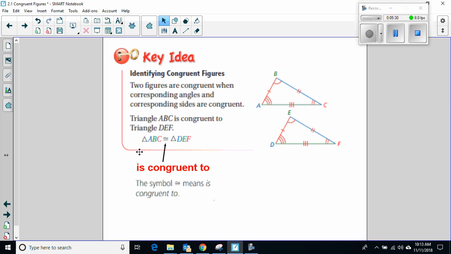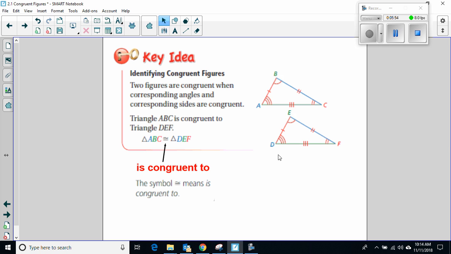You would actually write the triangle symbol, ABC. The symbol here means is congruent to. So triangle ABC is congruent to triangle DEF. And they are congruent because they have corresponding angles. So angle B and E are matching angles. Angle C and F are matching angles. And angle A and D are matching angles.